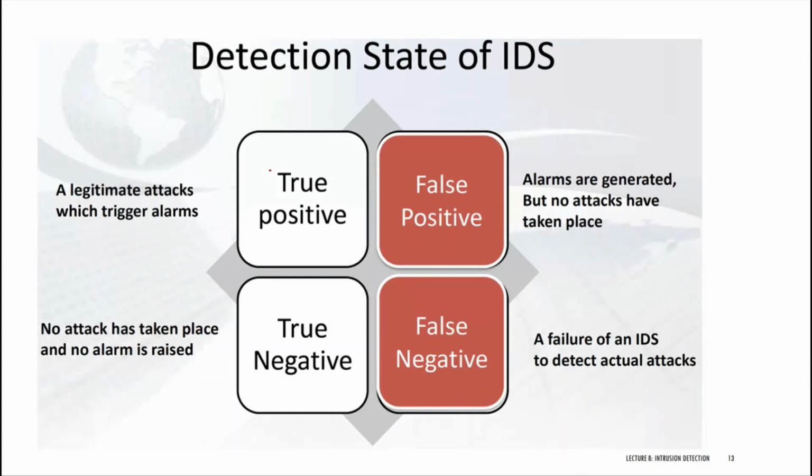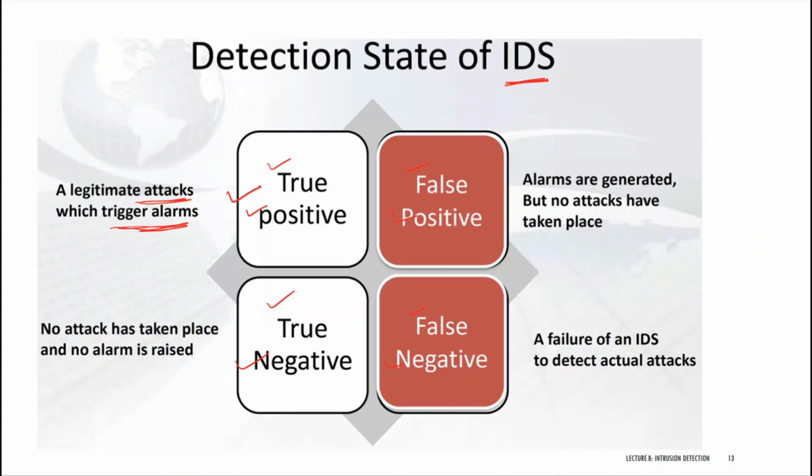You see, true, false; then positive, negative. Now, what does that mean? True positive means a legitimate attack occurs, and your IDS, the intrusion detection software, triggers an alarm. Your IDS software is going to identify an attack, an intrusion, and it is going to trigger an alarm to you. So this is called true positive.